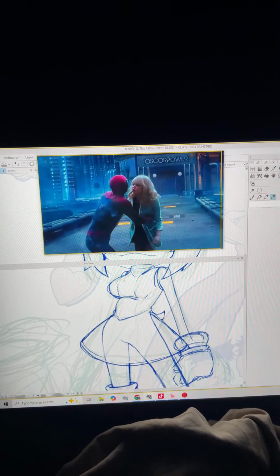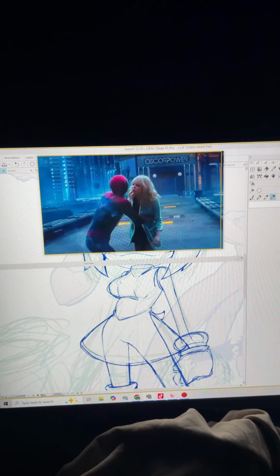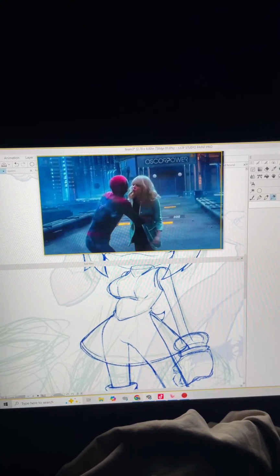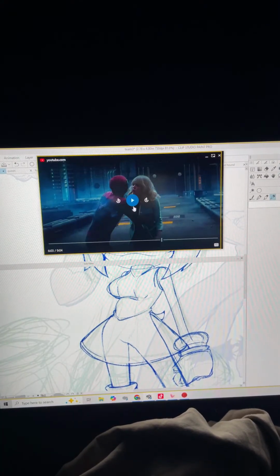But when it comes to the look of the Spider-Man, out of the three, I believe the best looking one is probably Andrew Garfield because he looks like the comic book accurate version of the Spider-Man in the suit.